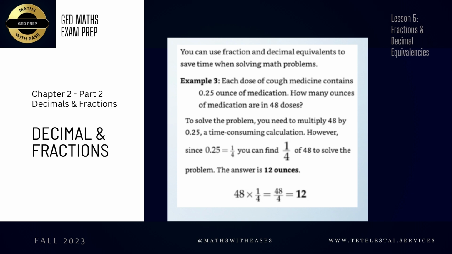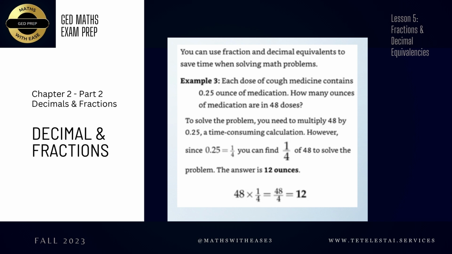And as we saw earlier, the fractional equivalence of 0.25 is a quarter, or 1/4. So all you would need to do is multiply 48 by 1/4, and you can easily just cancel out 4 into 48 to its lowest term, which is 12, right? 4 goes into 4 once, 4 goes into 8 twice, and the reduced form of 48/4, I should say, is 12. Okay.